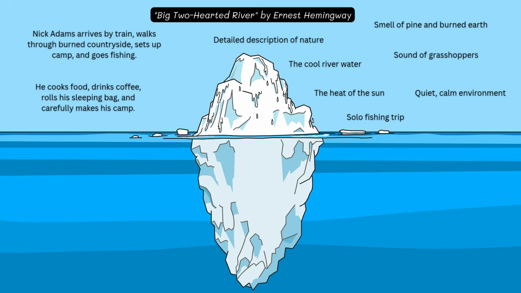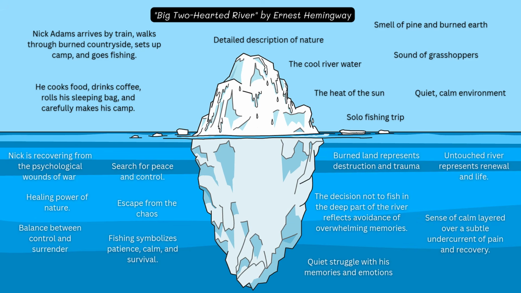Below the iceberg, the story speaks of war trauma, emotional numbness, and the struggle to reclaim a sense of order and control. The burned land suggests destruction and loss, while the flowing river symbolizes renewal and life. Nick's deliberate, almost ritualistic actions show a man trying to ground himself, avoid overwhelming memories, and find solace in the simplicity of nature. Example number 3.